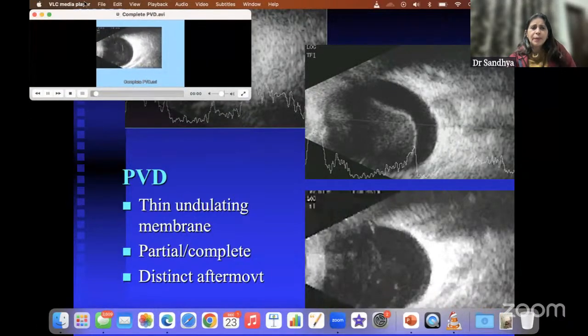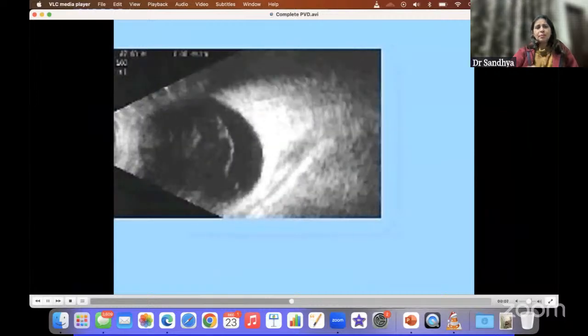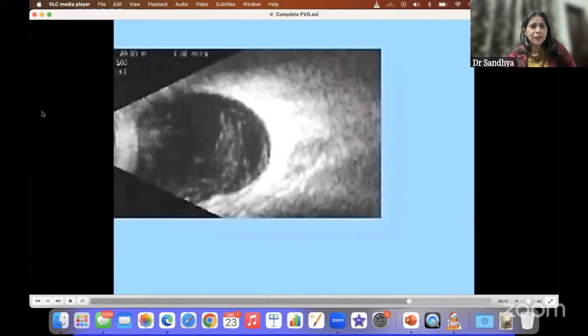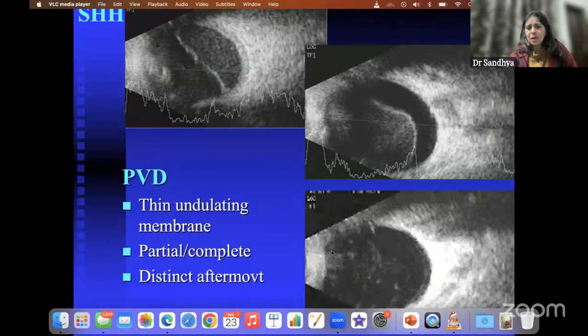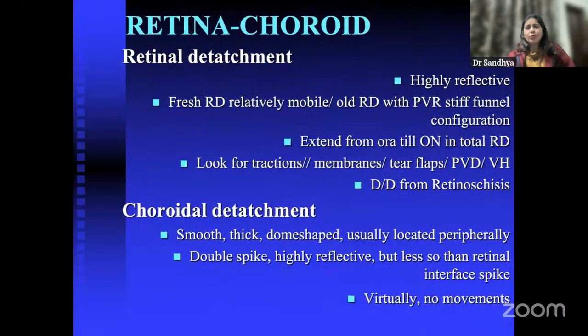Okay, this is PVD. The moment you ask the patient to stop moving his eyes, the undulating membranes are still moving. See how freely it is moving. So this is how a PVD will look. How about retina and choroid?